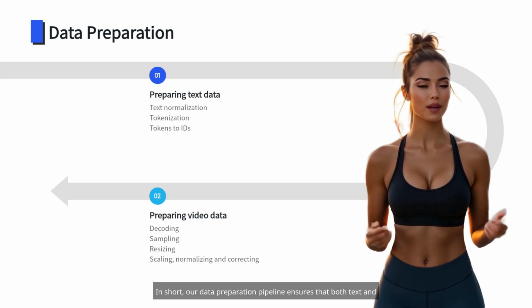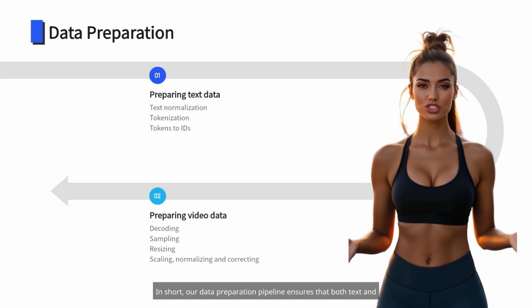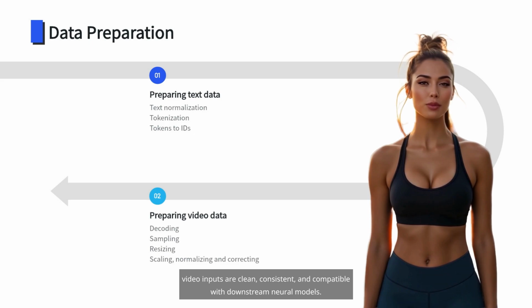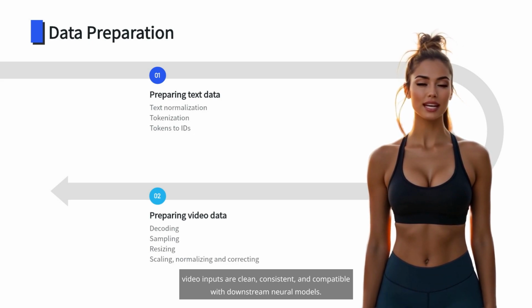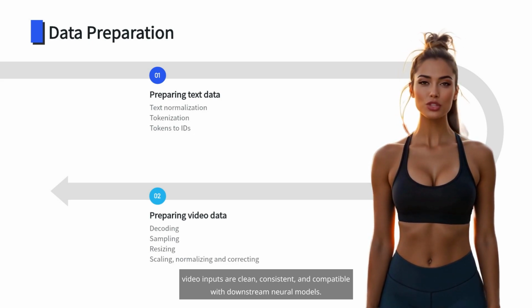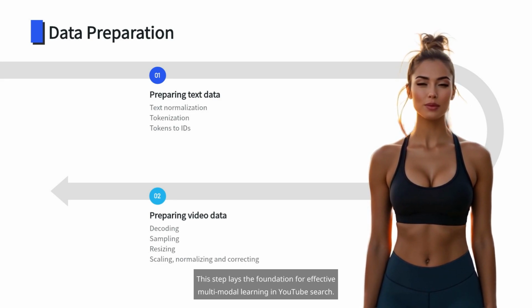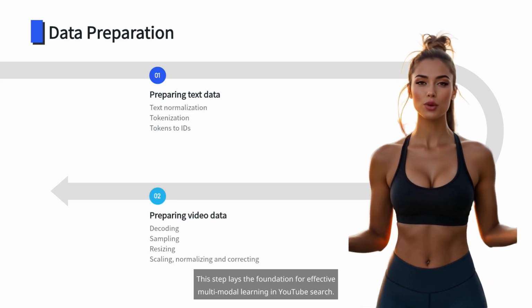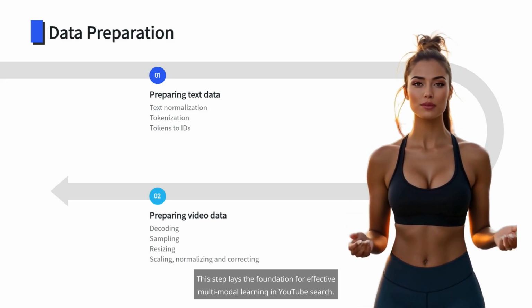In short, our data preparation pipeline ensures that both text and video inputs are clean, consistent, and compatible with downstream neural models. This step lays the foundation for effective multimodal learning in YouTube search.